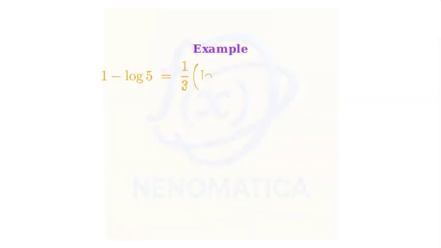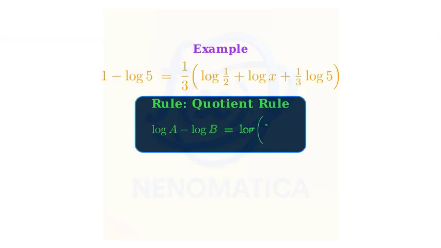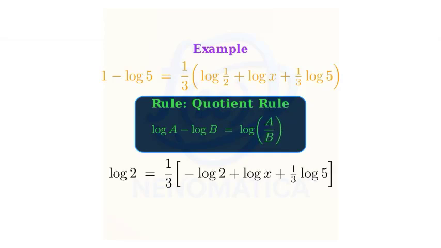Example. We'll rewrite it clearly on screen in bold orange LaTeX. Step 1. Replace the constant 1 by log 10 and combine the left side using the quotient rule. Since log 10 minus log 5 equals log of 10 over 5, that is log 2, we will show the quotient rule card first. Then we write log 2 equals 1/3 times the bracket of negative log 2 plus log x plus 1/3 log 5.